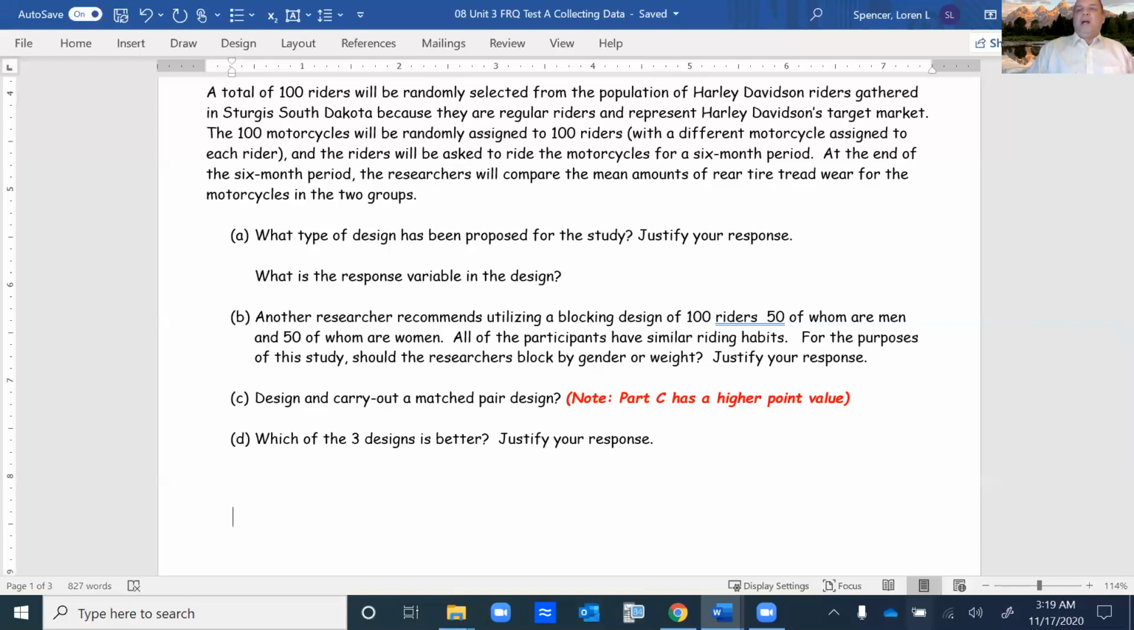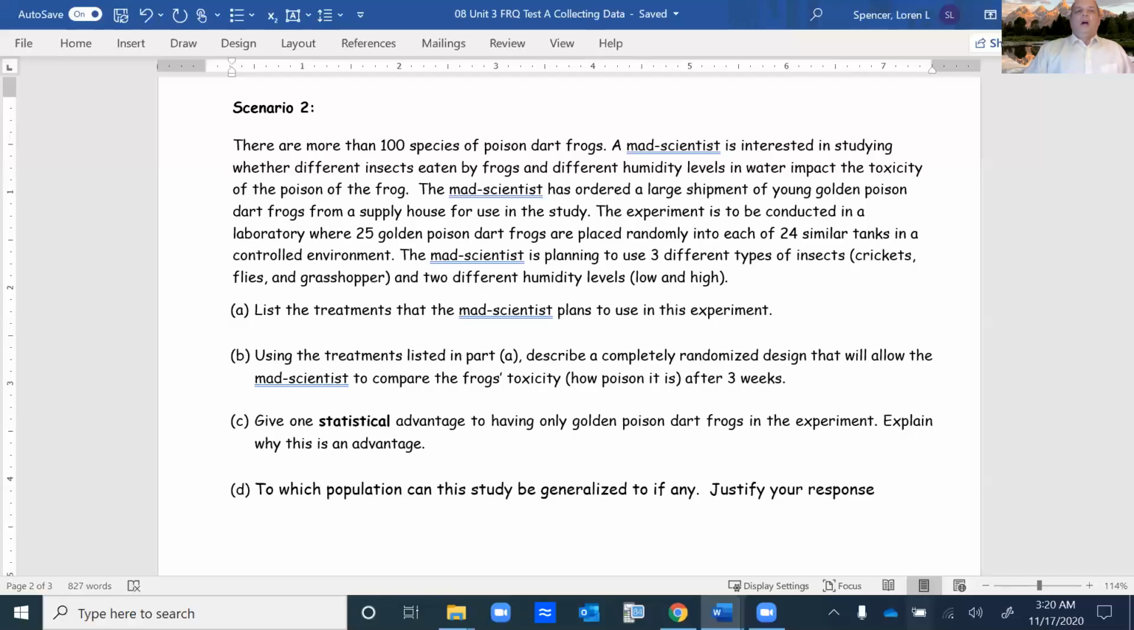And a matched pair actually is a special type of blocking. It's just been blocked all the way down to the individual. Okay, so this is scenario 2 for version A.